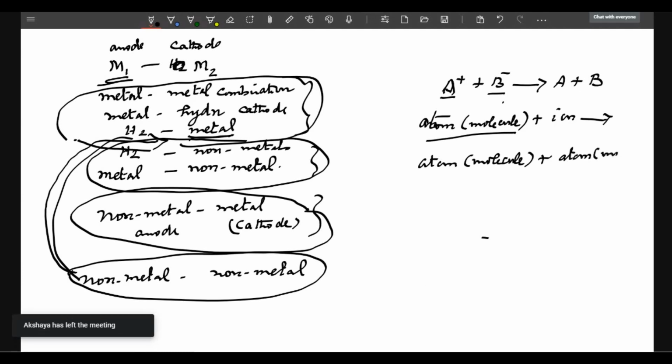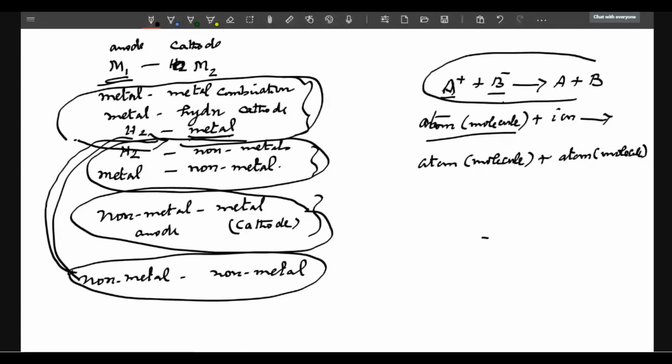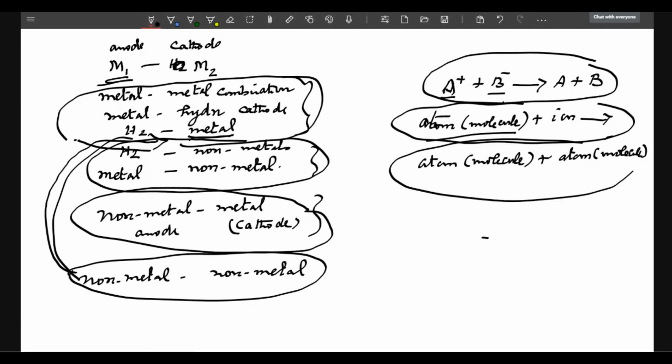These are the 3 possibilities present in a net cell reaction. Now our question is, what is this possibility due to? I have given you these 4, which would give you the same type of net reaction. These 2 would give you the same type of net reaction. This one alone will give another type of net reaction, which we are going to see.